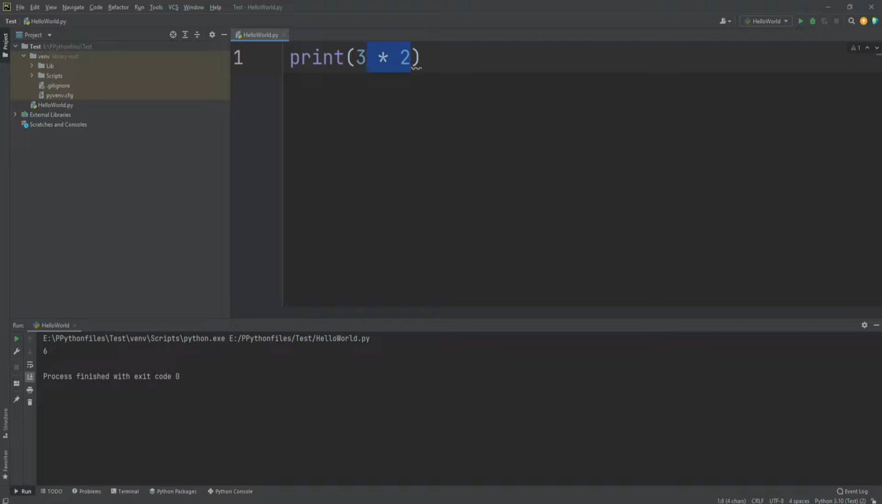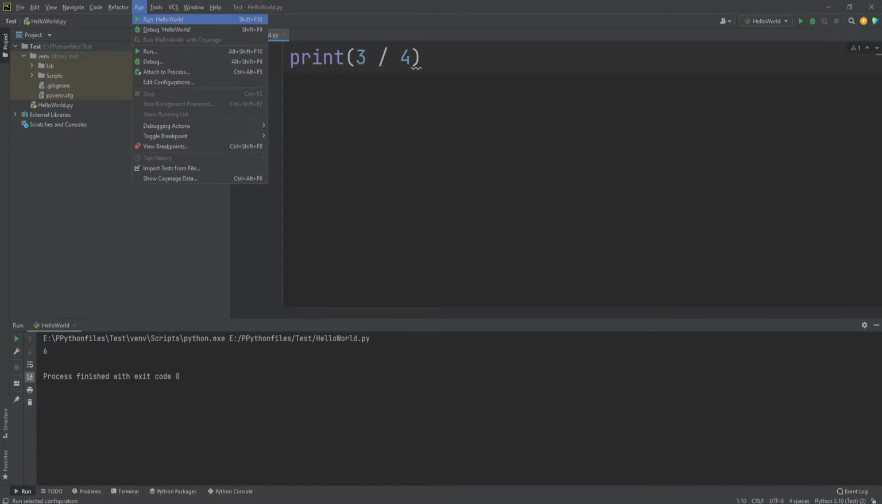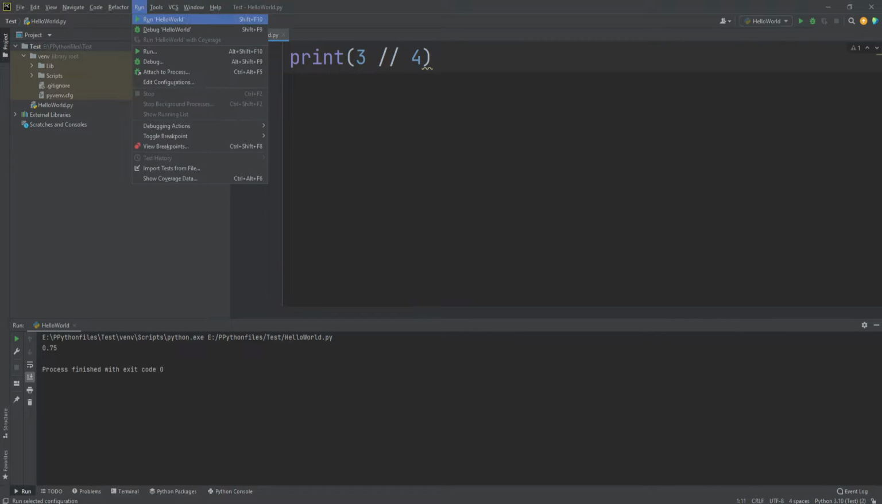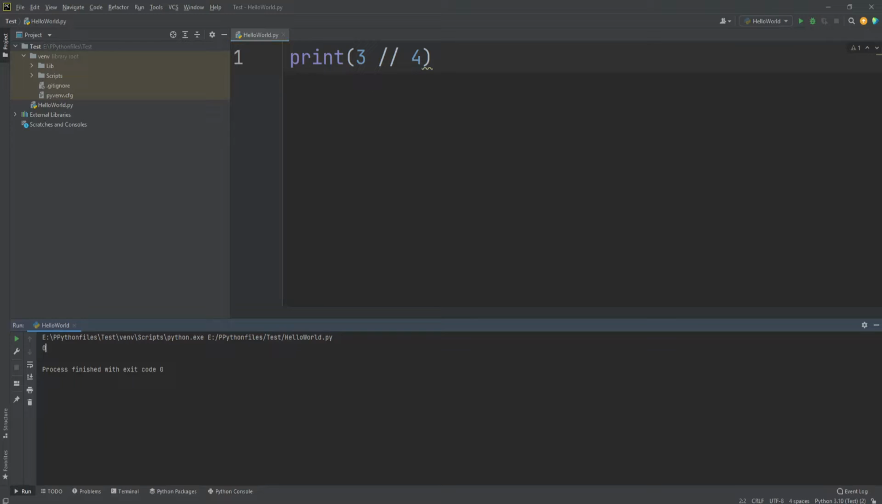And we have two types for division. So we have a single divide, like 3 divided by 4. And then we have a double divide. Let me show you the difference. So 3 divided by 4, what is that? Let's run this. 0.75. But if I do a double divide on this, it's going to be 0.